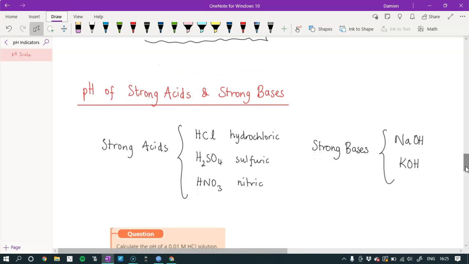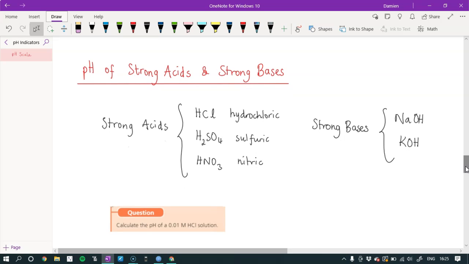So now what we're going to do is move on to the pH of strong acids and strong bases. So these are the next calculations. Now in order to do these questions, you need to be able to, at a glance, figure out what is a strong acid and what is a strong base. Now what I've done is written down the 3 most common strong acids that you'll be dealing with, and for the most part you'll only be dealing with the first 2.